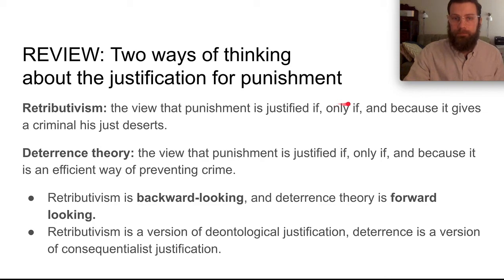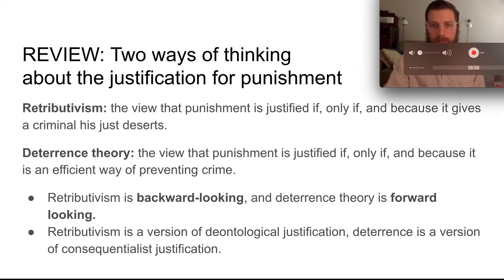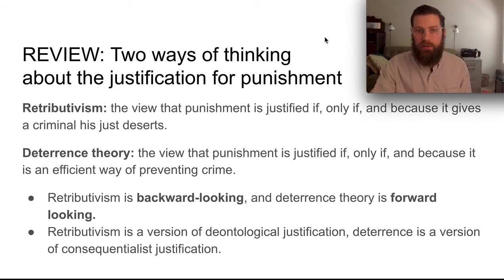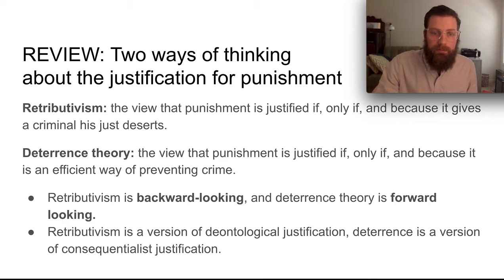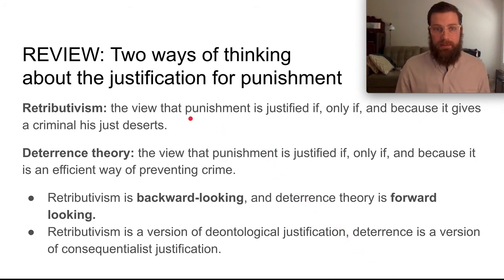So just to review, we've got different ways of thinking about the justification for punishment overall. One view we can call retributivism, and that's the view that a punishment is justified if and only if and because it gives a criminal his just deserts. The thought here is that somebody is getting the right punishment just so long as it's what they deserve. And if you don't deserve a punishment, then it's not correct. And we might contrast this with deterrence theory, the view that punishment is justified if, only if, and because it is an efficient way of preventing crime.